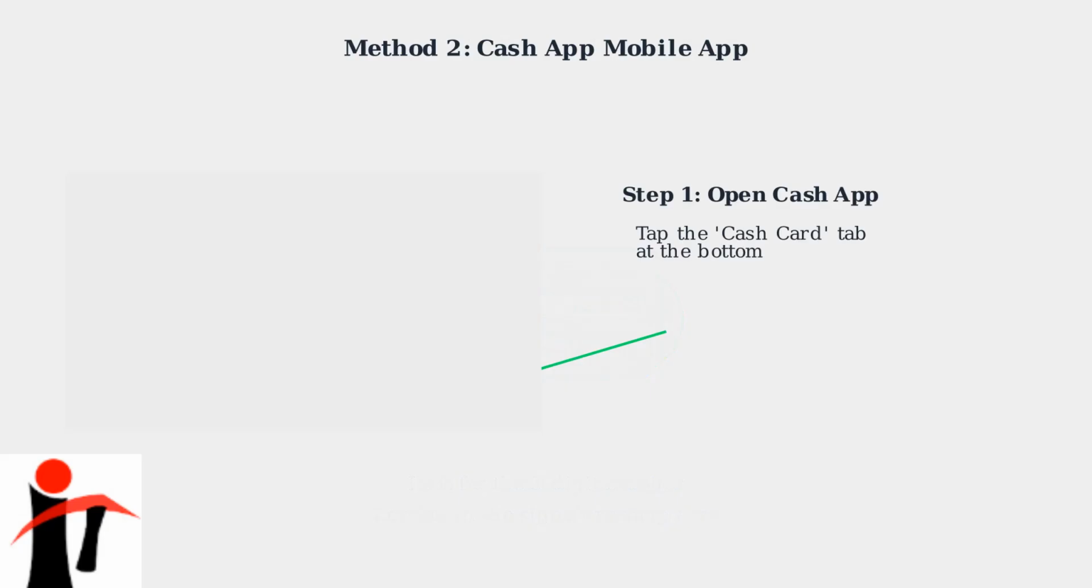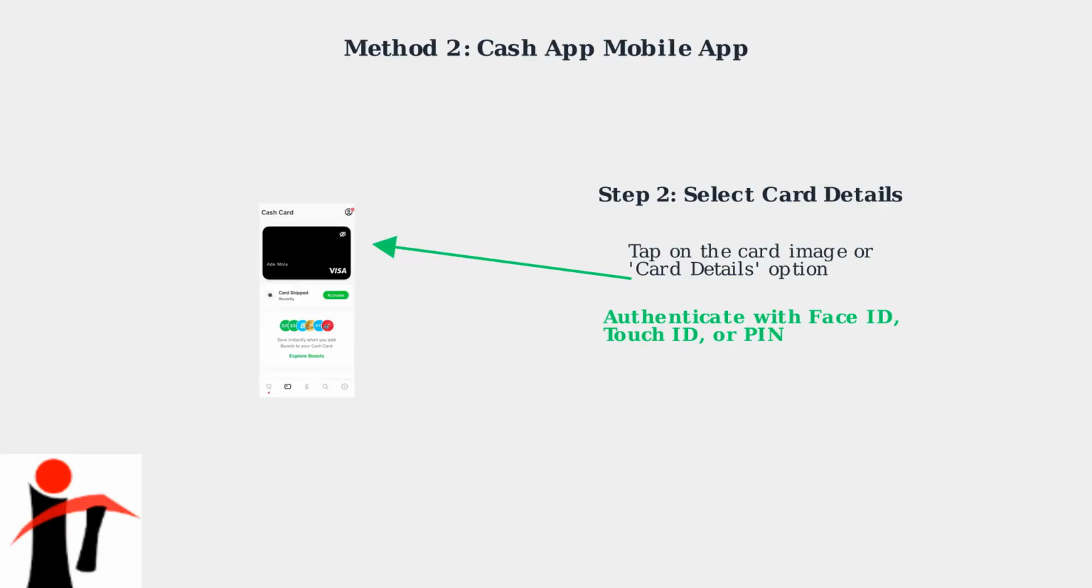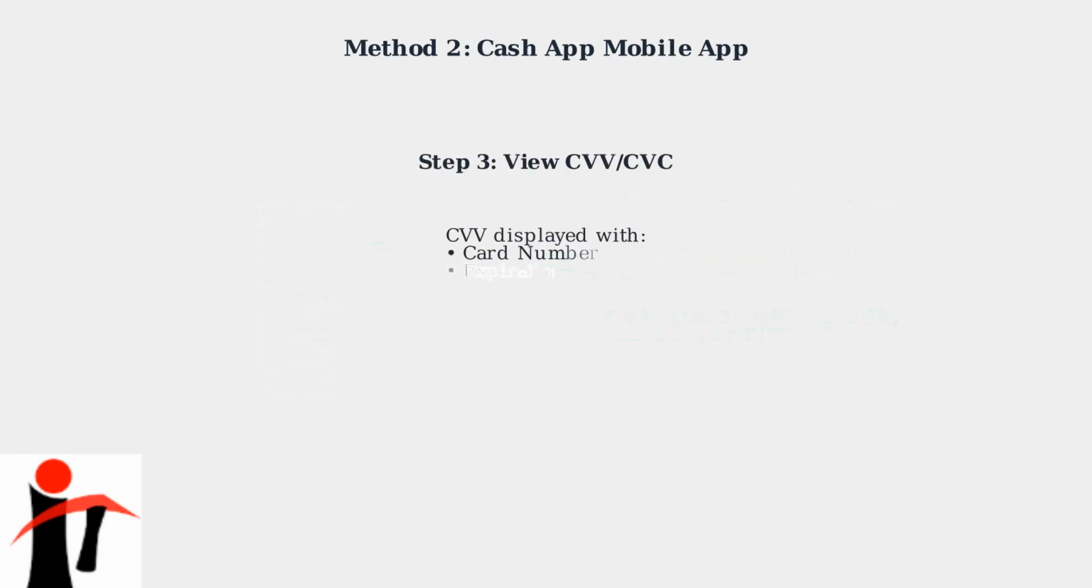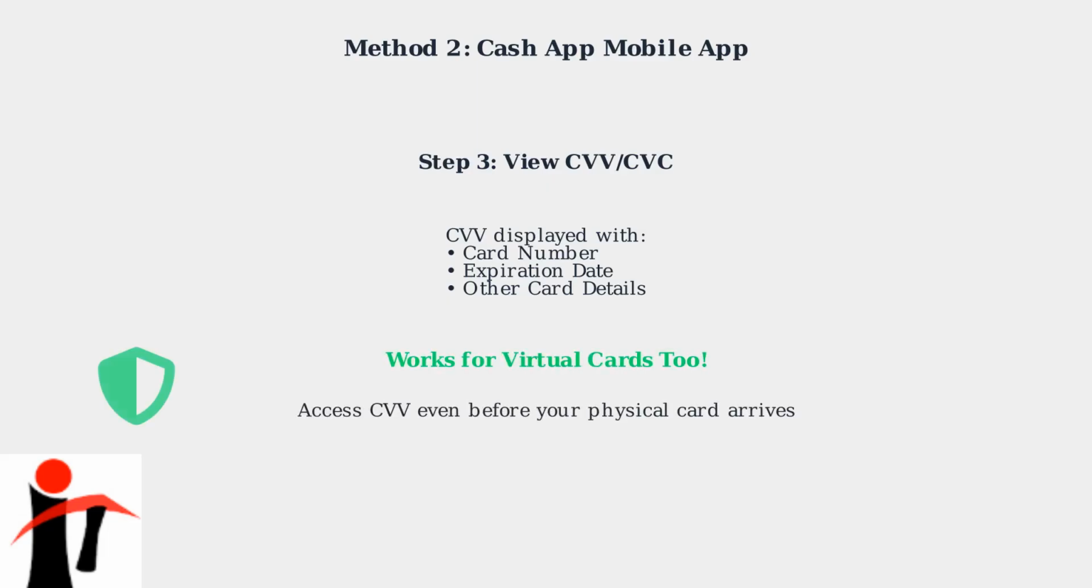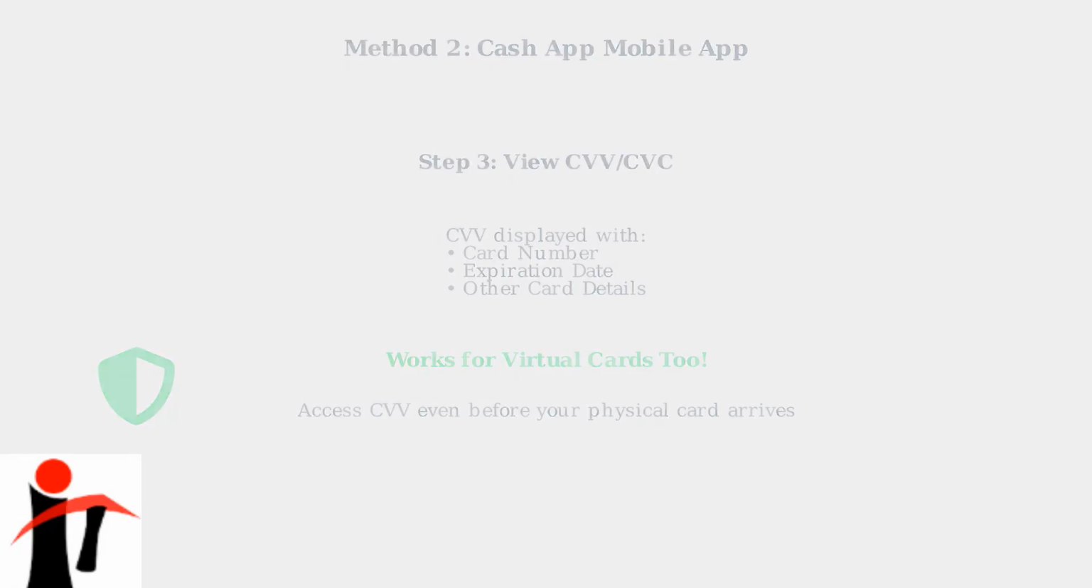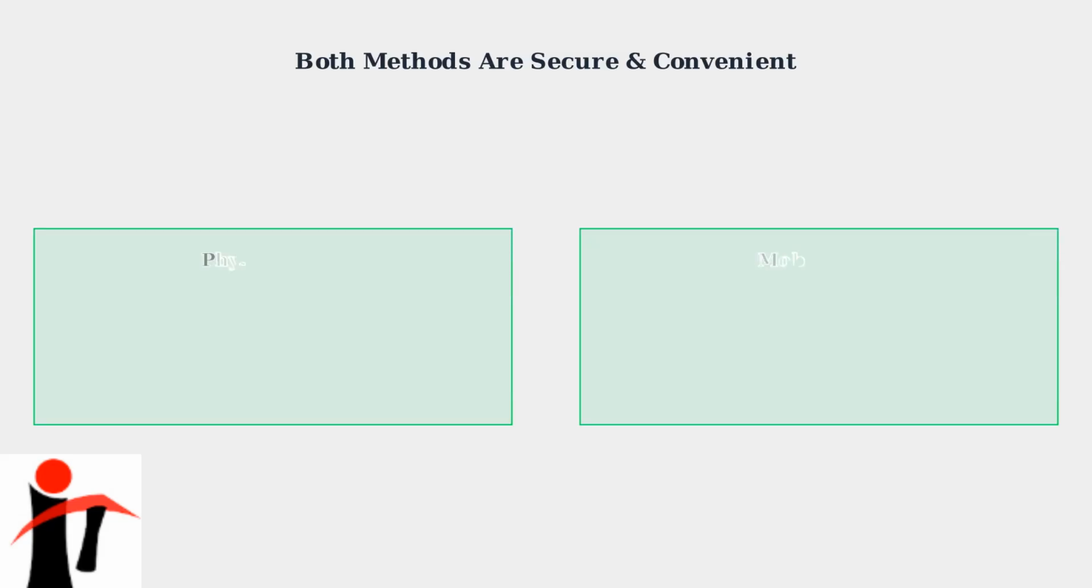Start by opening Cash App on your mobile device and tapping the Cash Card tab at the bottom of the screen. Next, select Card Details or tap on the card image itself. You'll need to authenticate using Face ID, Touch ID, or your PIN to access the sensitive card information. After authentication, the CVV will be displayed along with other card details like your card number and expiration date. This method works even if you haven't received your physical card yet, as you can access the virtual card details through the same process. Both methods provide secure access to your CVV.